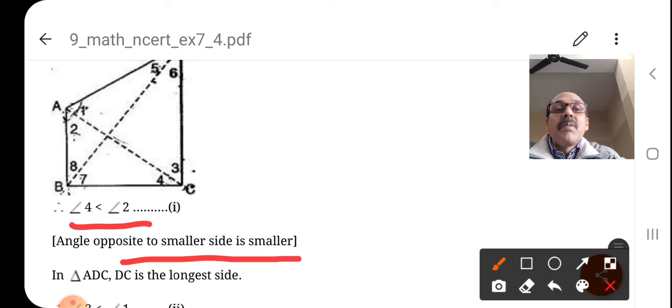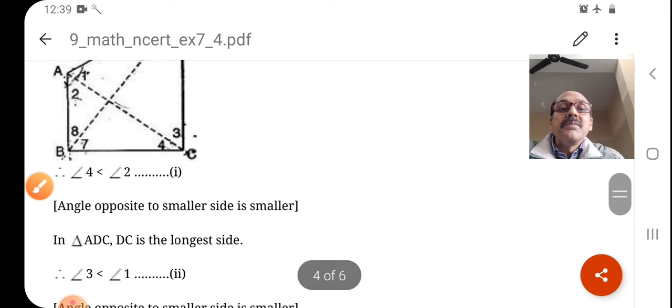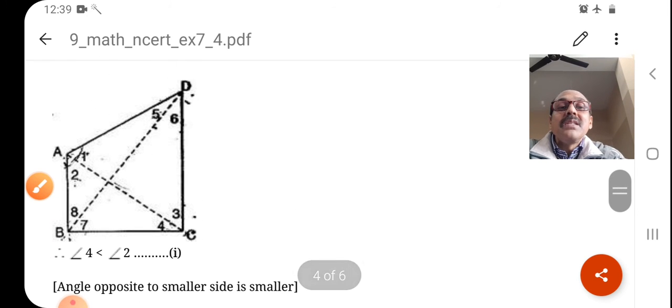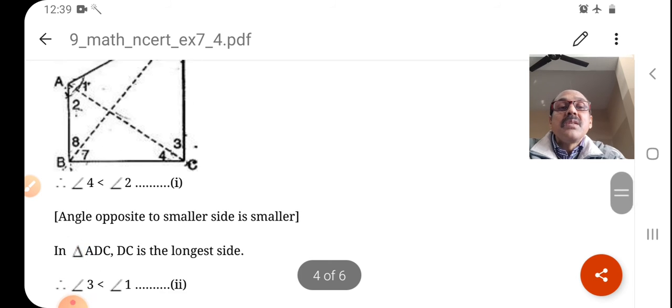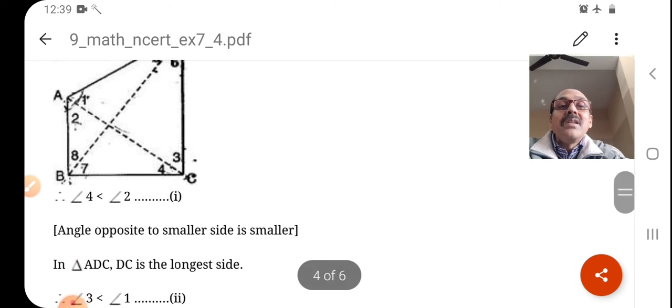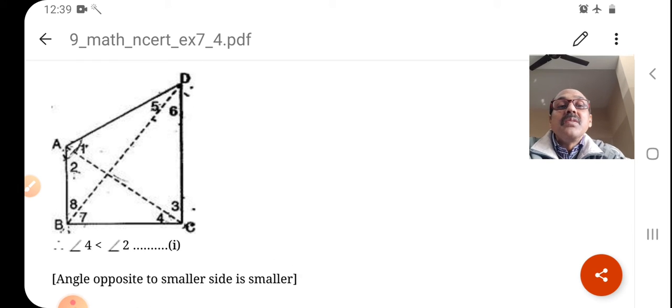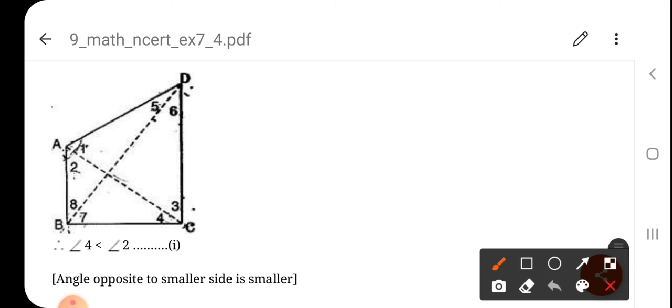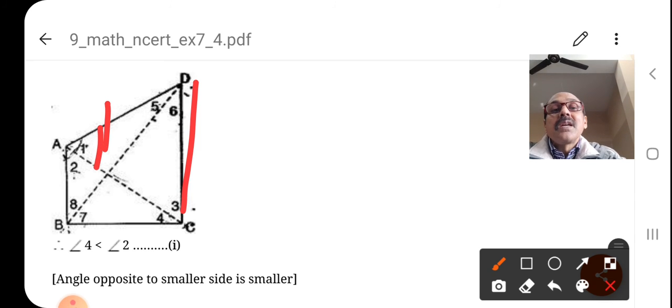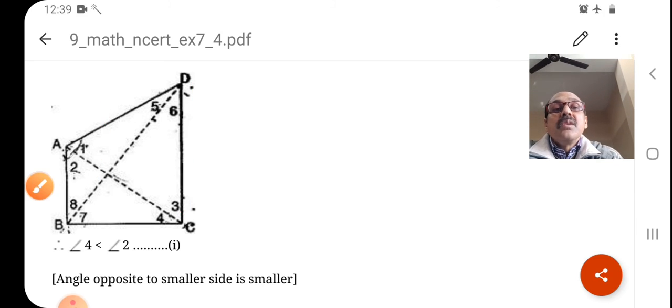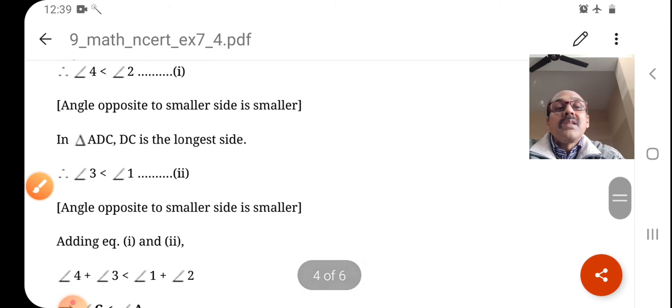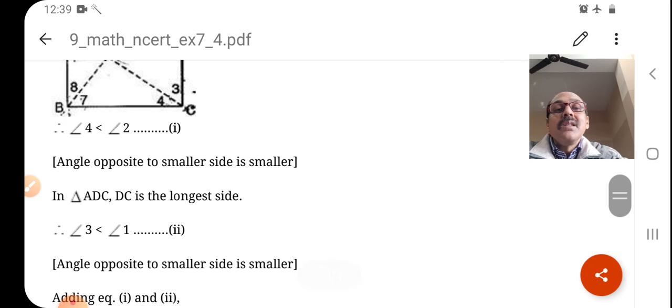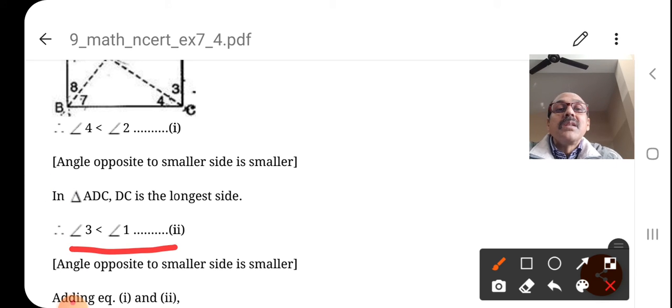Again, in triangle ADC, DC is the longest side, as given in the question. The angle opposite DC is angle 1, so angle 3 is less than angle 1. This is equation 2, and equation 1 is angle 4 is less than angle 2.